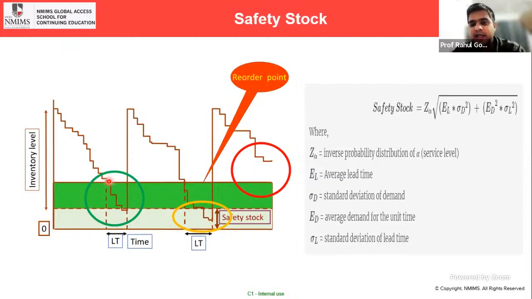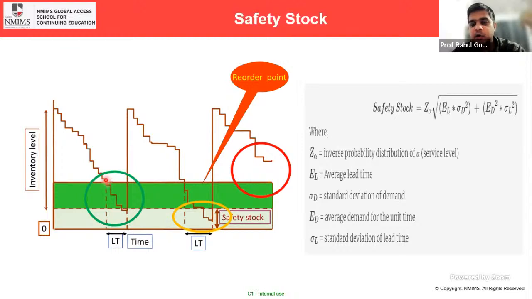So one important aspect we said was, when do we place the order? If you look at this point, what is this point? This is the point below which, if the inventory drops, you place an order, right? And what is the inventory here? The inventory is the sum of safety stock plus the inventory which you are consuming in the lead time, right? So your reorder point is equal to safety stock plus your consumption in the lead time.